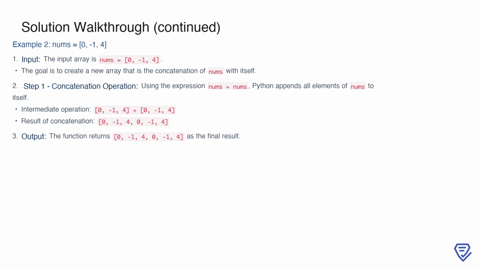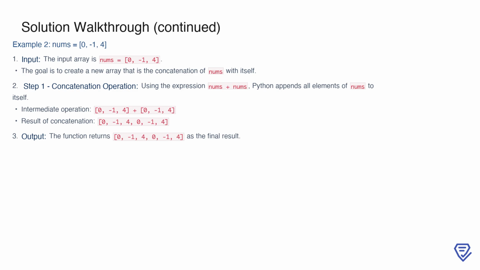Now, let's examine a different example where the input array is nums equals [0, -1, 4]. Once again, the goal is to create a new array by concatenating nums with itself. Using the same approach, we apply the expression nums + nums, which appends all the elements of nums to itself. For this input, the intermediate operation looks like [0, -1, 4] + [0, -1, 4].